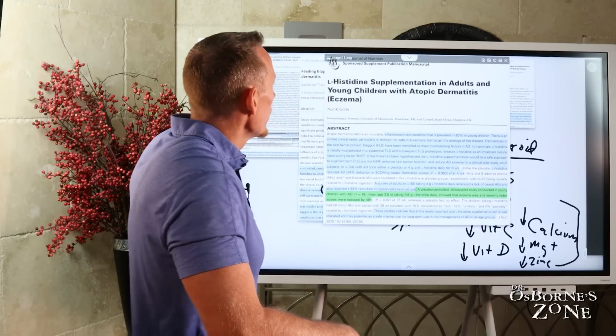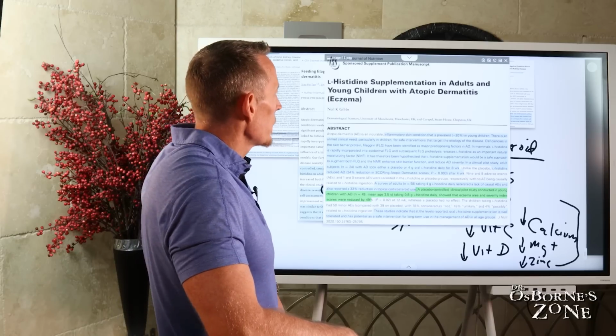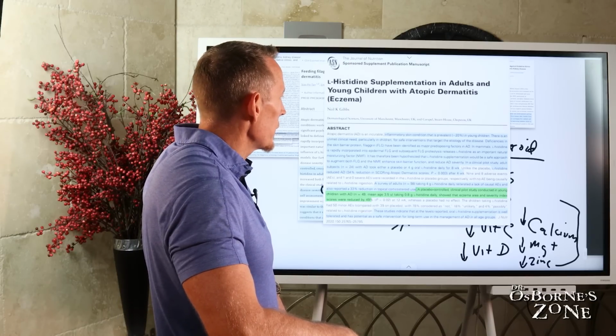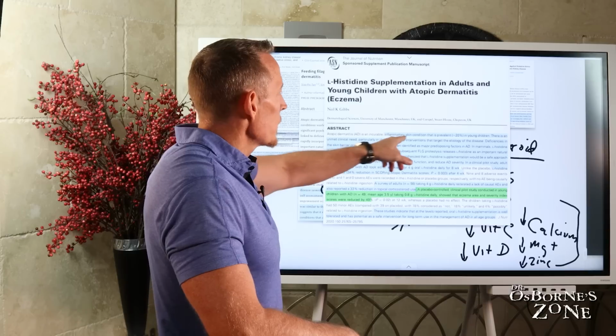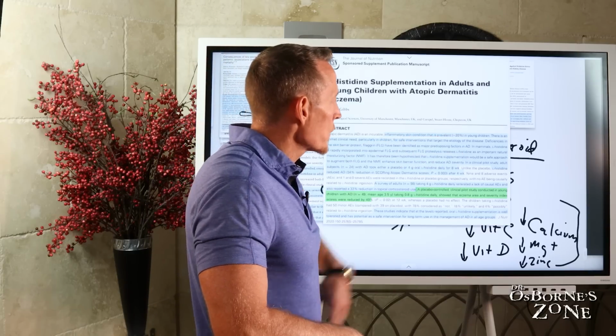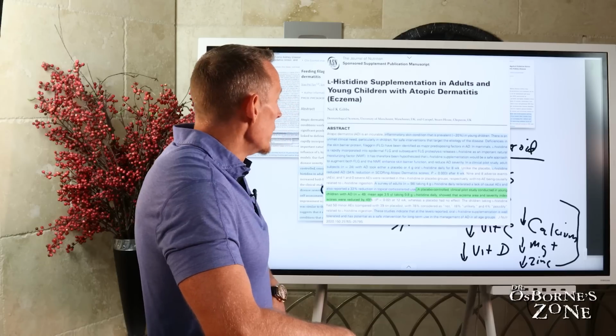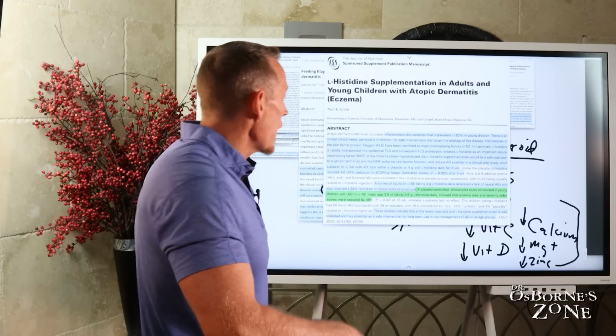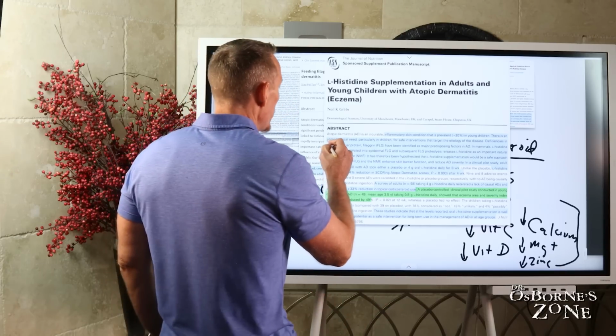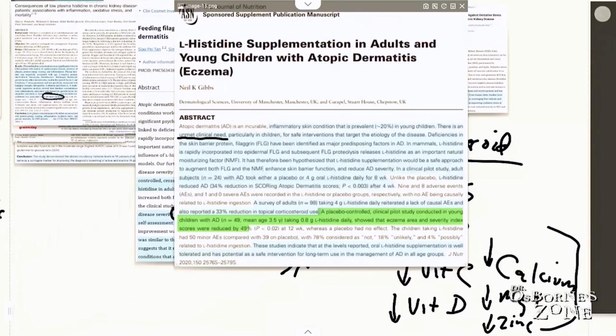Now, here's another report on histidine supplementation in adults and children with atopic dermatitis. The inflammatory skin condition is prevalent in 20% of young children. That's a lot. We definitely have an unmet clinical need. Kids being pumped full of steroids is not winning this war. What do we do with these kids? 20% are having inflammatory skin conditions. So there's an unmet clinical need for safe interventions that target the etiology of the disease.